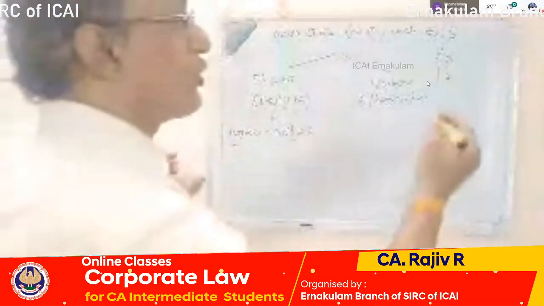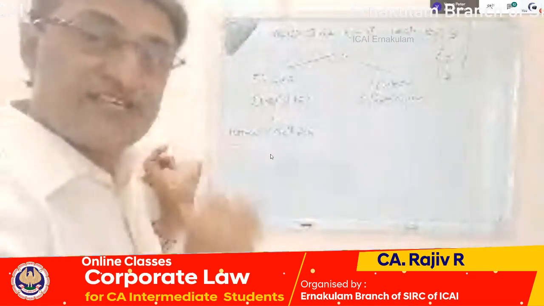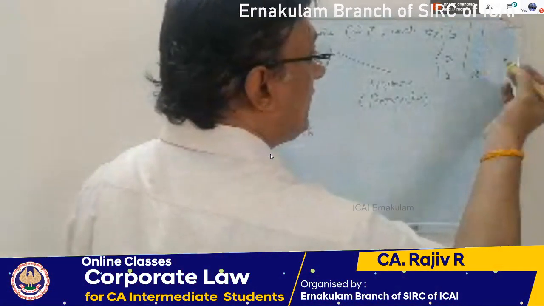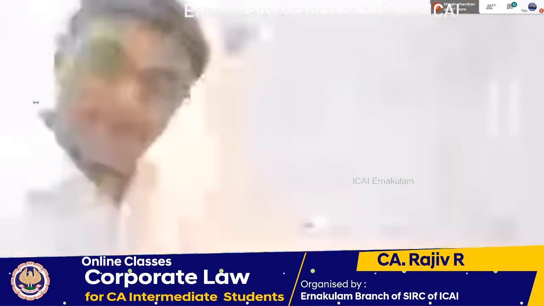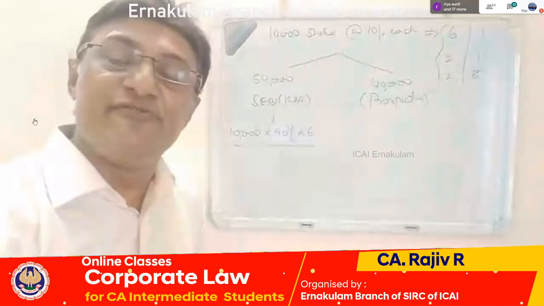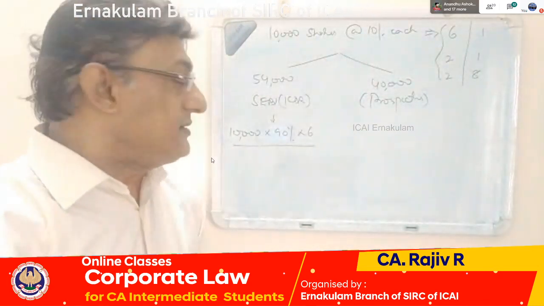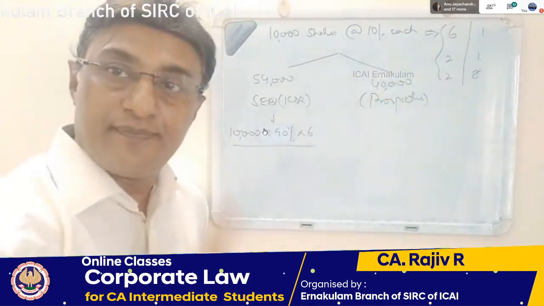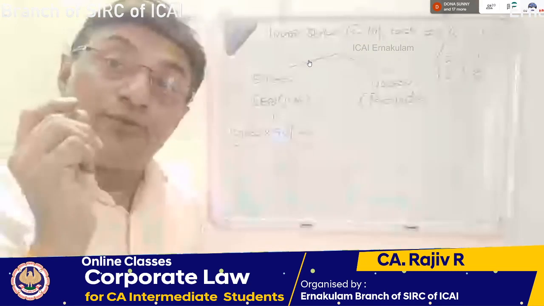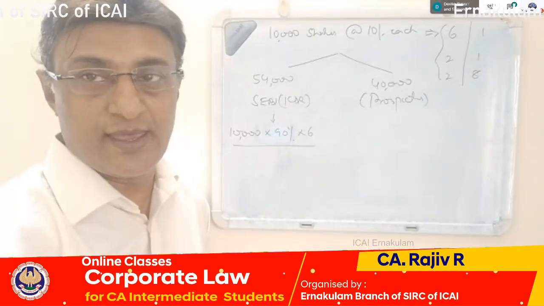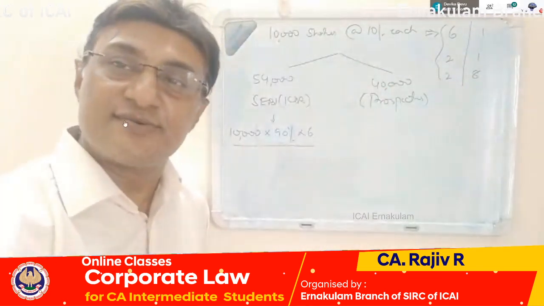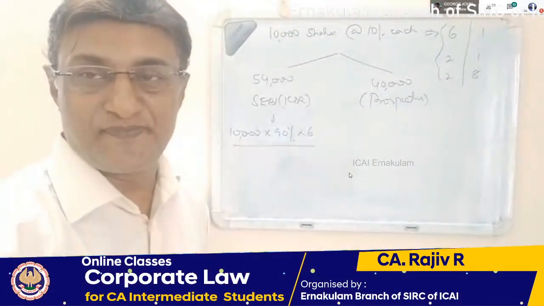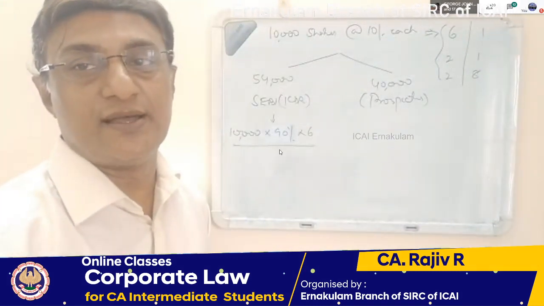Now I will restructure this call. Instead of 6, 2, 2, I will make it 1, 1, 8. Smart. Now look at how this affects your minimum subscription. How do you take this? 10,000 into 90% into 1. It will come to 9,000 rupees. Naturally, this 40,000 is there. We don't mind it. 9,000 or 40,000, whichever is higher, 40,000. That's easy to get. Smart.